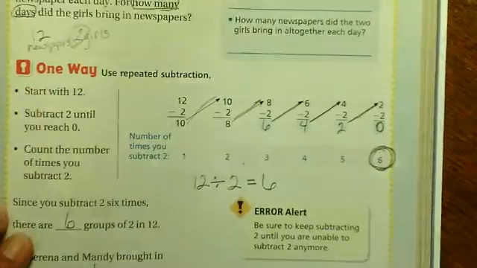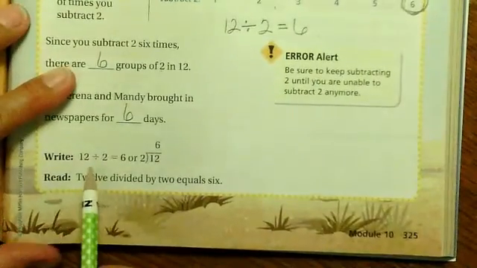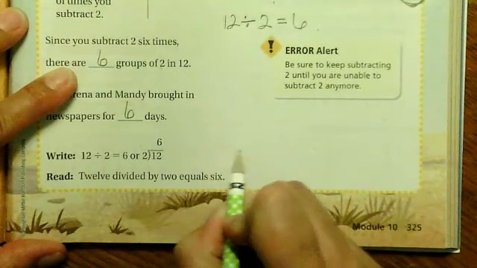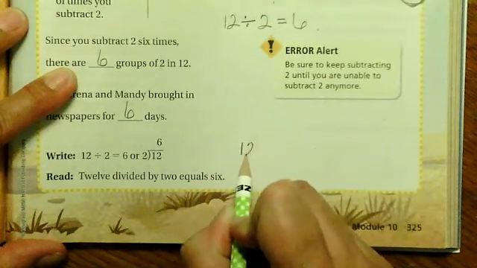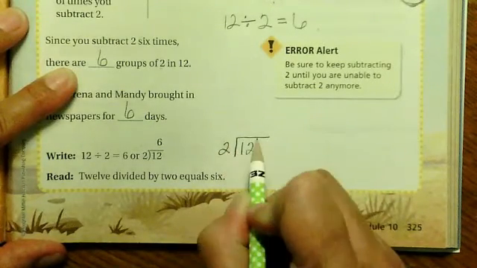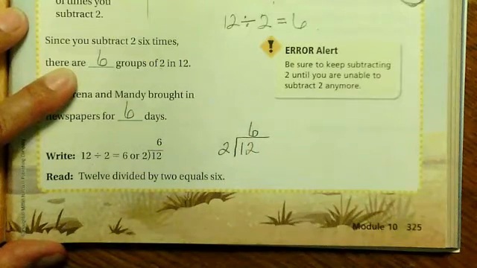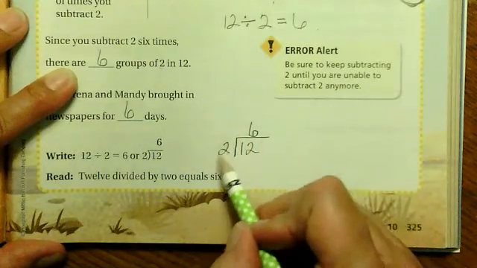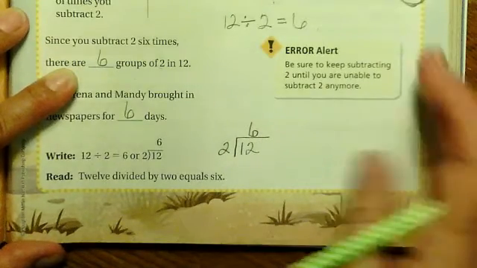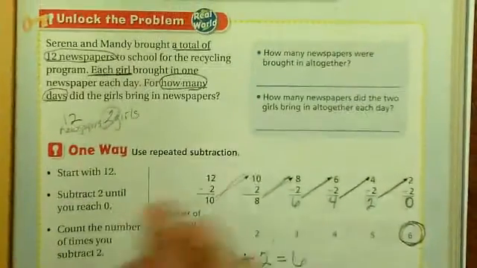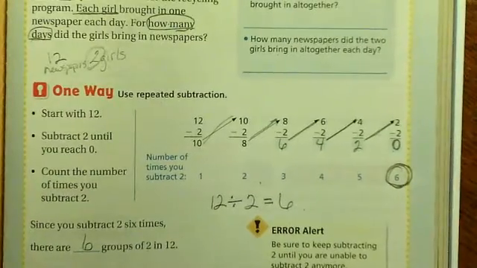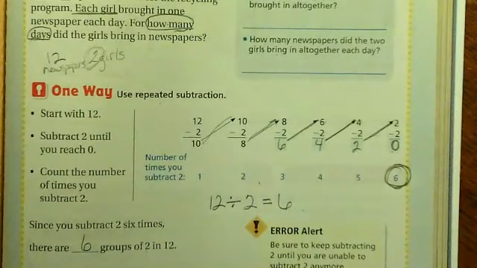Okay? We could write it this way, or we could write it this way. Let me show you how to read this one. On this one, you're going to write your dividend, which is 12, divided by your divisor, which is 2. Quotient is 6. That's your answer. So 12 divided by 2 equals 6. That's what we learned. And this is how we do repeated subtraction. On the next slide, you'll see one more way that you can do division, or one more strategy that you can use.